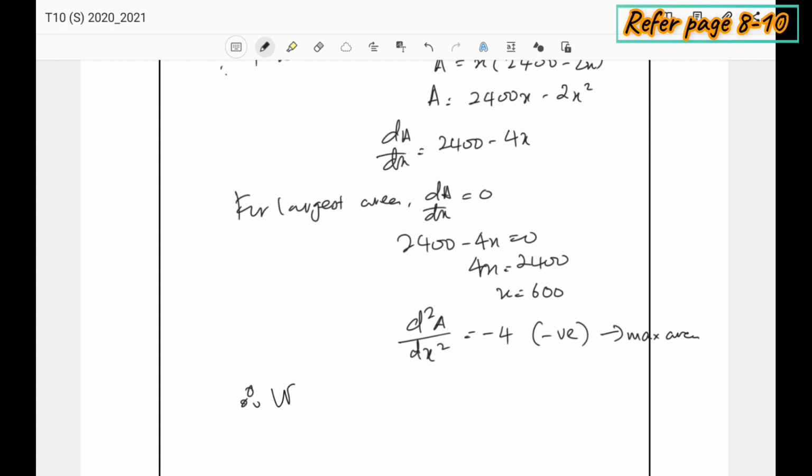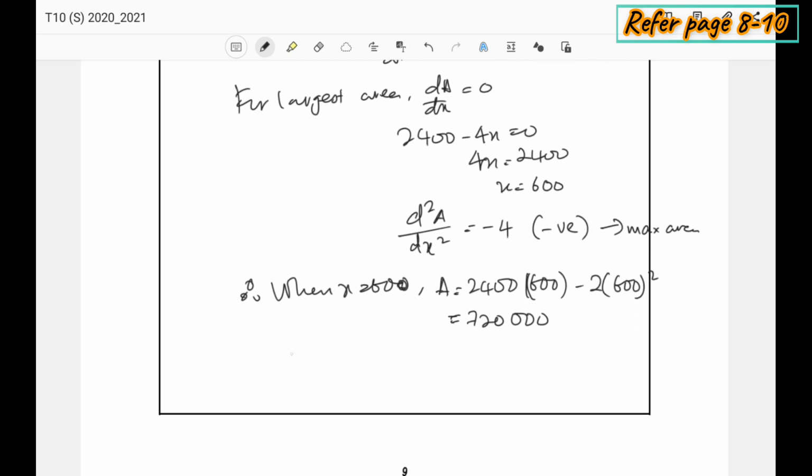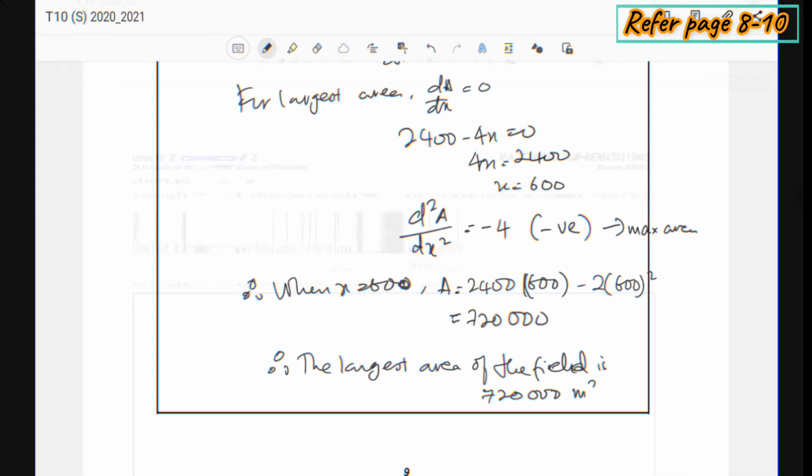Hence, when x equal to 600, A equal to 2,400 times 600 minus 2 times 600 squared. So we have 720,000. So hence, the largest area of the field is 720,000 meters squared.